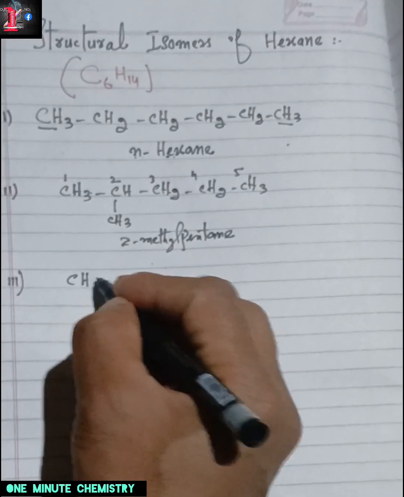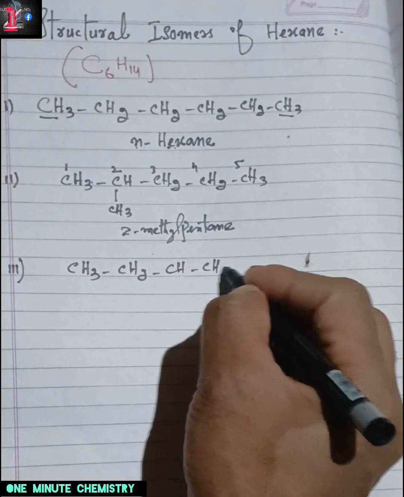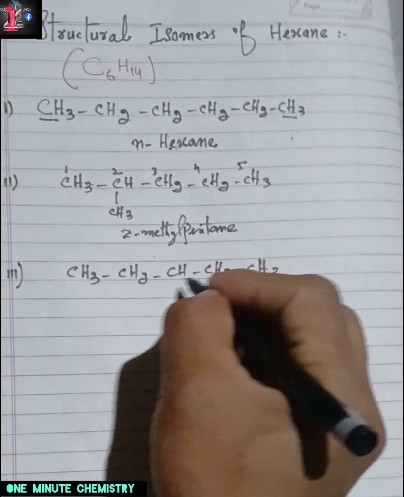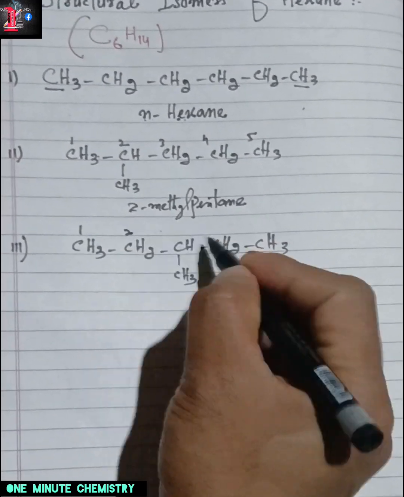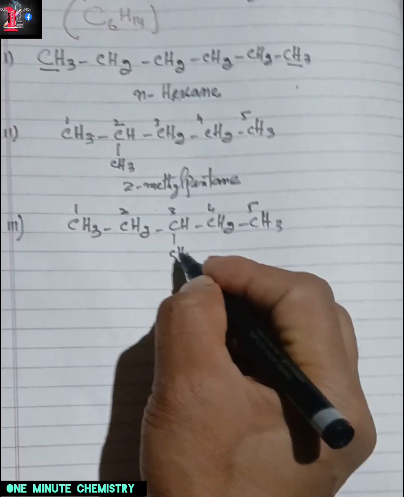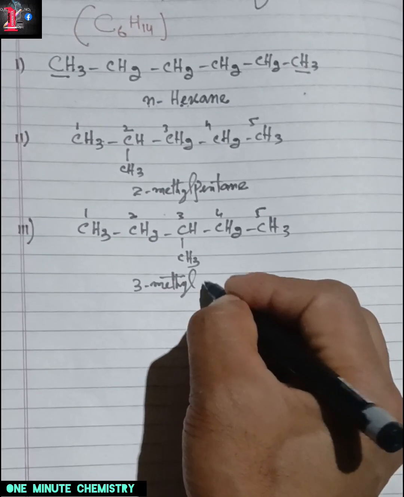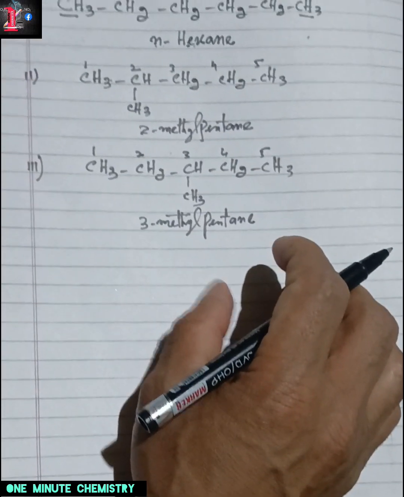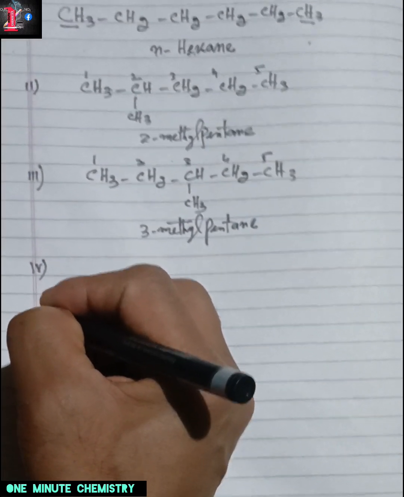Now we will draw the third structural isomer of hexane. It is the same, CH3 CH2 CH CH2 and CH3. Now carbon number 3 contains the methyl group CH3. The numbering starts from here, 1 2 3 4 and 5. Carbon number 3 contains the methyl group, so it becomes 3. Then we write the name of the substituent, methyl, 3-methyl, and carbons are 5, so it's pent, and there is a single bond, it's pentane, 3-methylpentane.